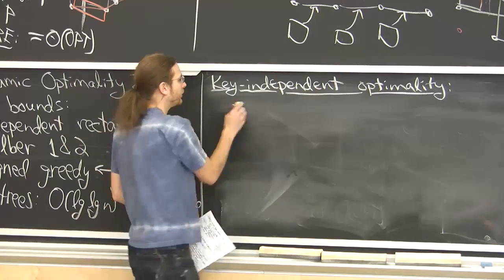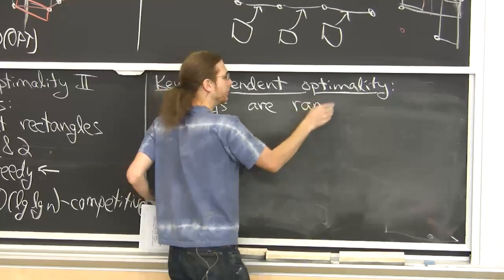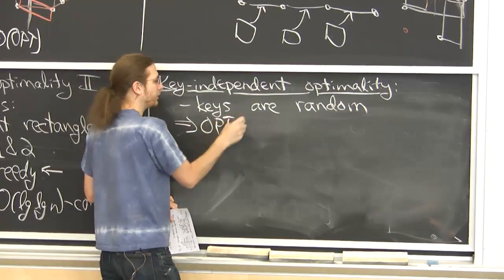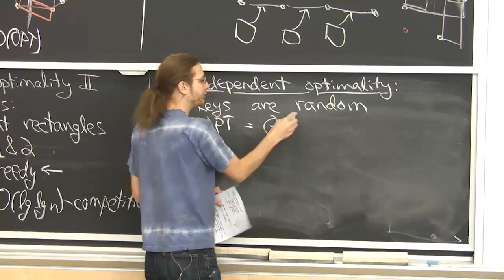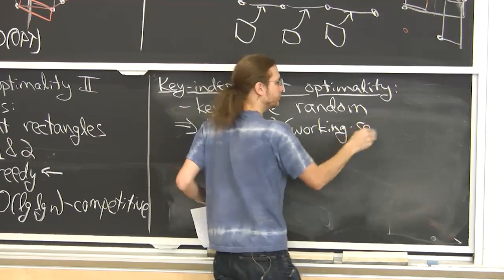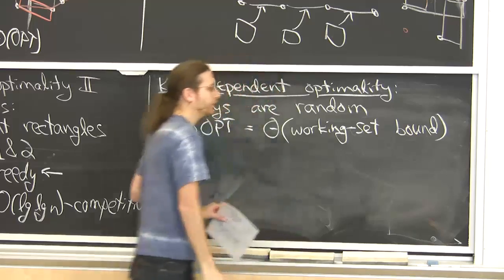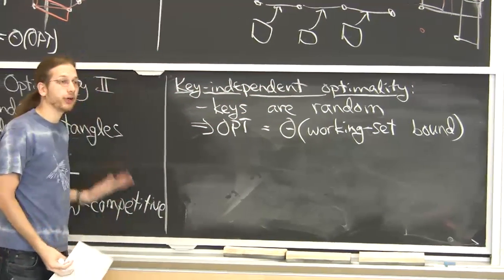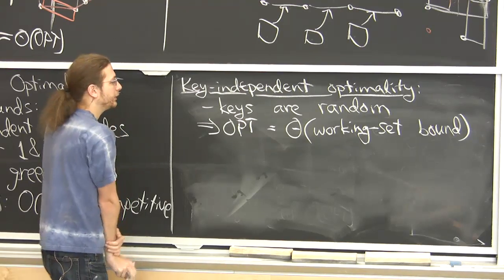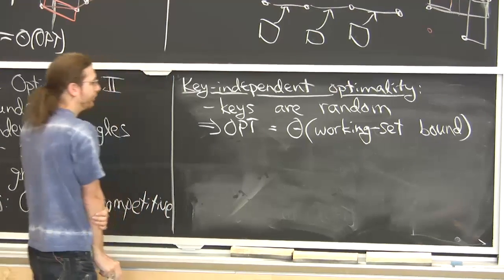If keys are random, then dynamic OPT is the same thing, up to constant factors, as the working set bound. That's the theorem. So this is cool because it means splay trees are actually optimal in this setting where keys are random. So this is in expectation over the randomized keys.